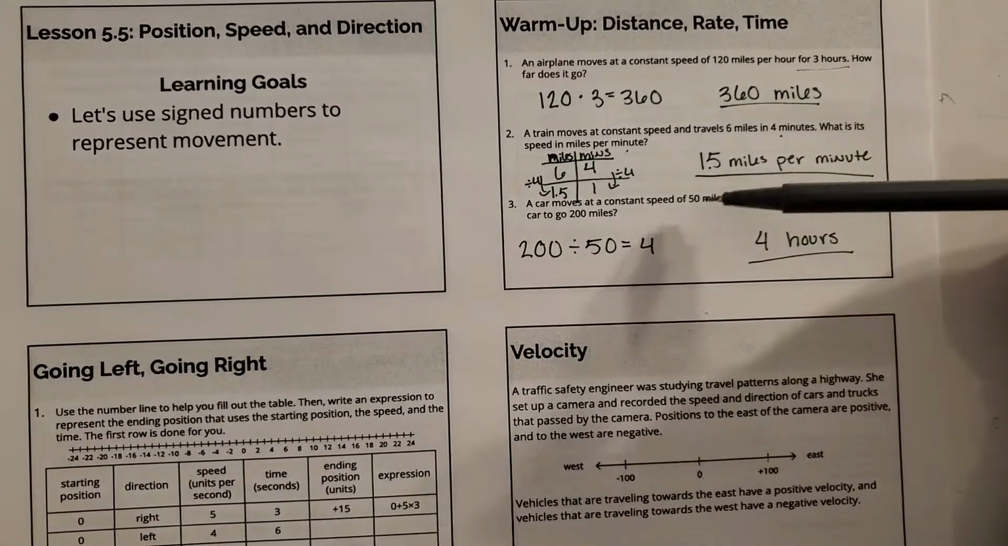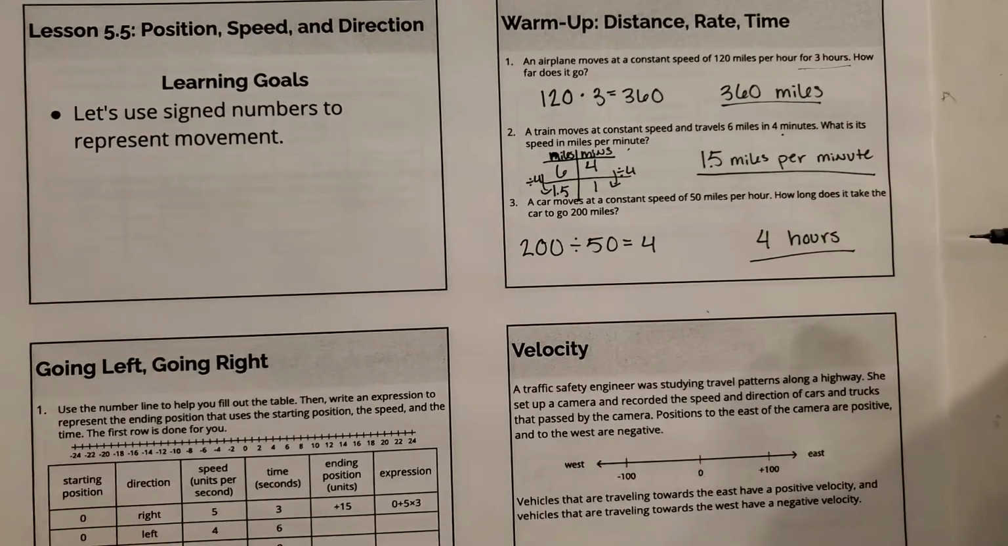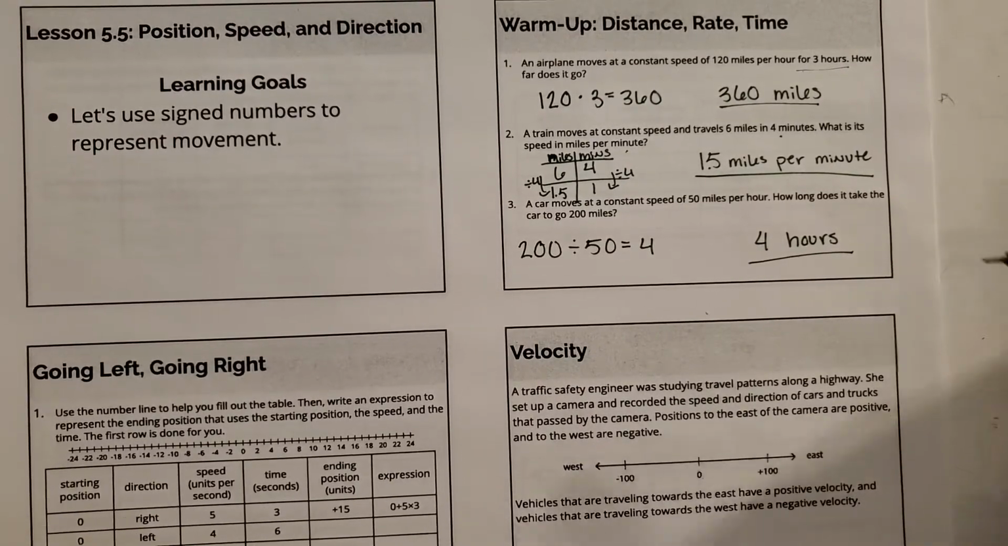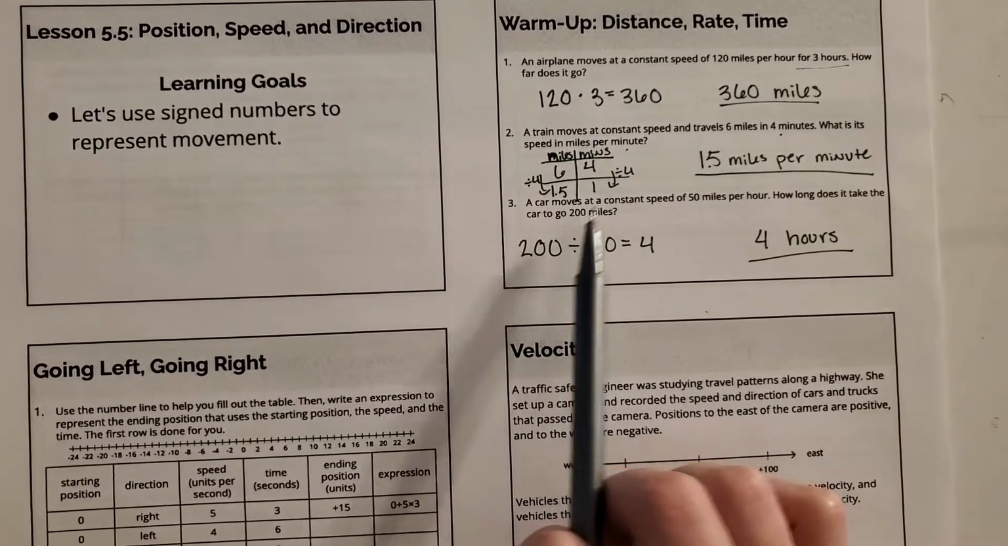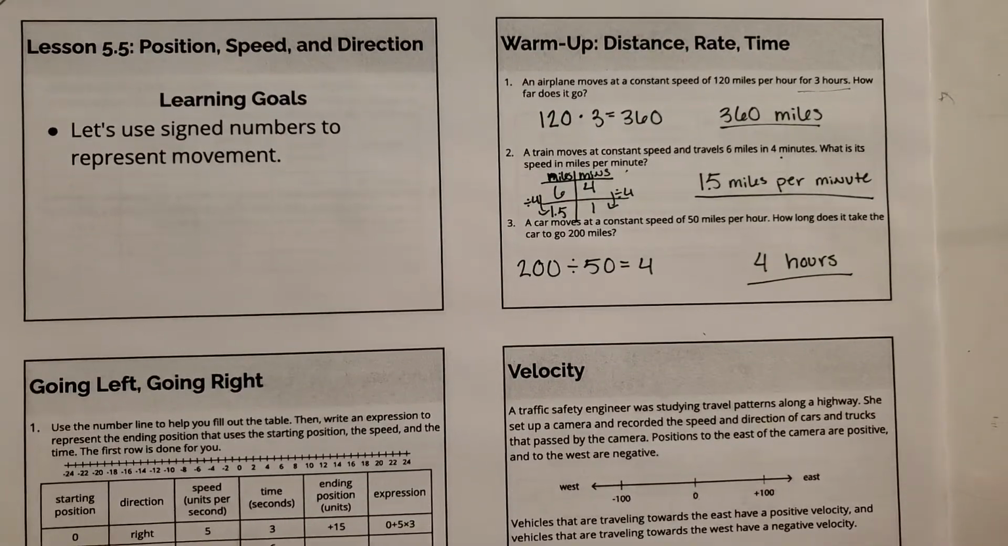Without dividing, if in the first hour they went 50, that means after 2 hours they would have gone 100. And so in 3 hours they would have gone 150 miles. And then finally the 4th hour they would have gone 200 miles. All right.